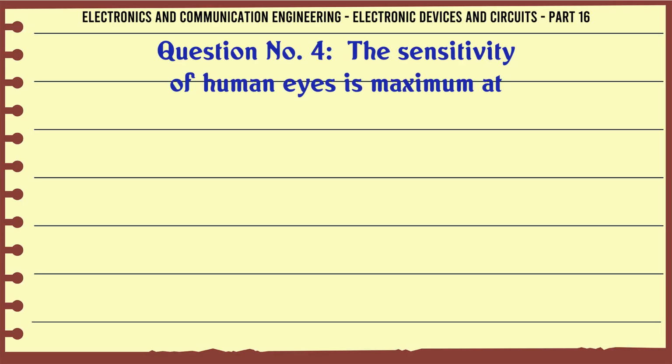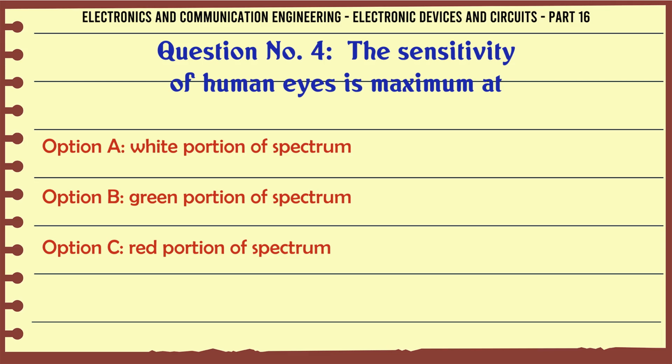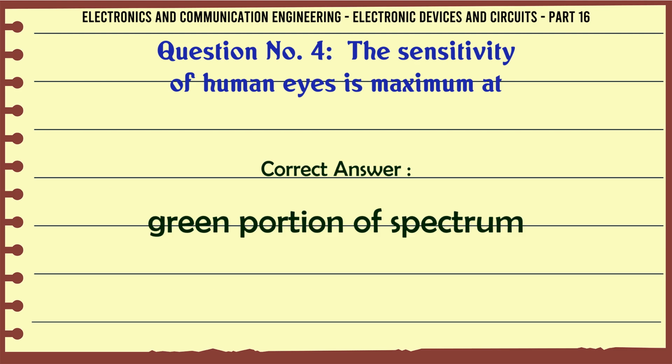The sensitivity of human eyes is maximum at: A. White portion of spectrum. B. Green portion of spectrum. C. Red portion of spectrum. D. Violet portion of spectrum. The correct answer is green portion of spectrum.